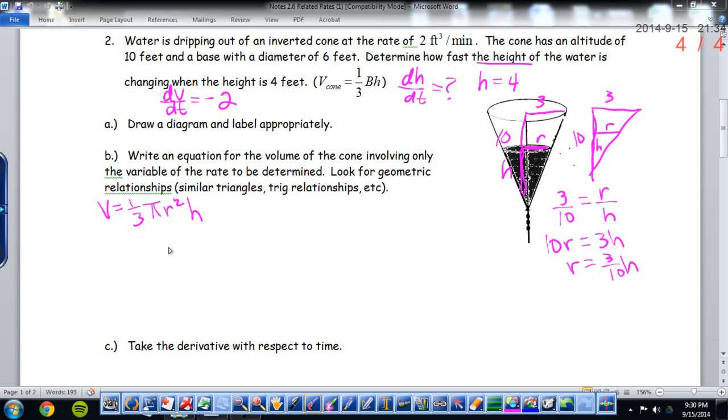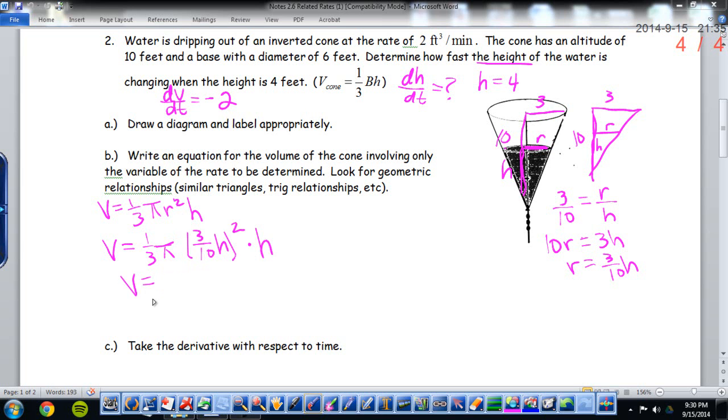And now I can plug that back into my volume formula. So volume is 1/3 pi. Be really careful here. r is the quantity 3/10 h. But in the equation, I need to square it. So I need to square the entire quantity 3/10 h. And then I've got the other original h.